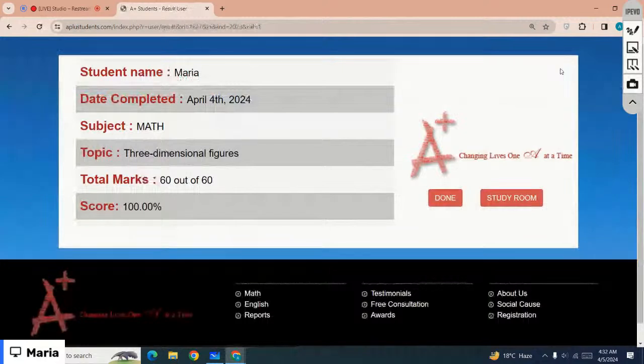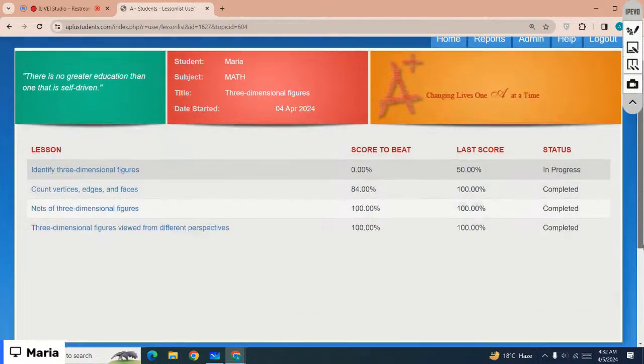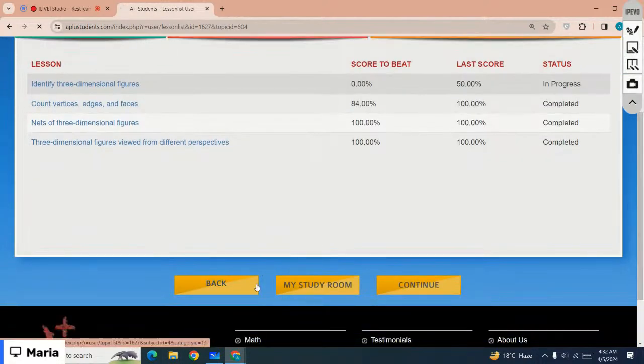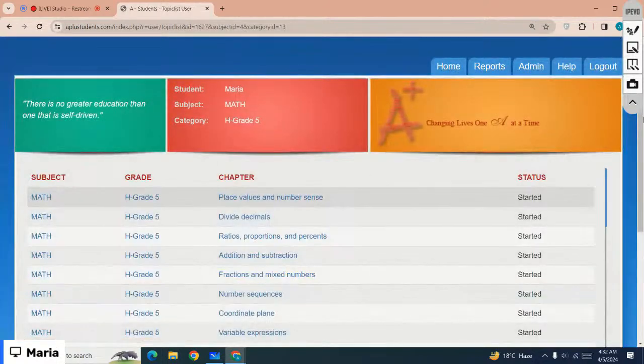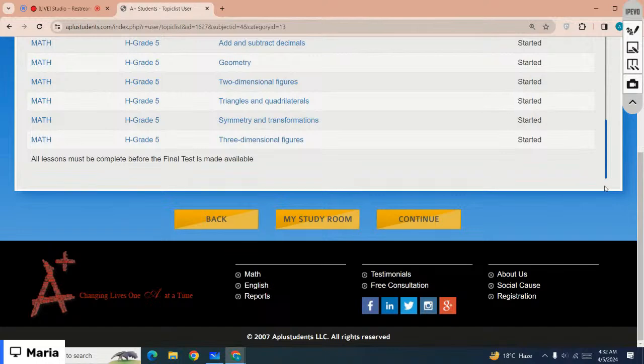Okay, we are done with the lesson, and also I think we are done with the chapter. And one more time, we are done with grade 5, all the lessons that are on A plus students. So, yes, we are done with the chapter three-dimensional figures, and also we have finished all the lessons. So, we'll start anew from the first lesson in the next session.